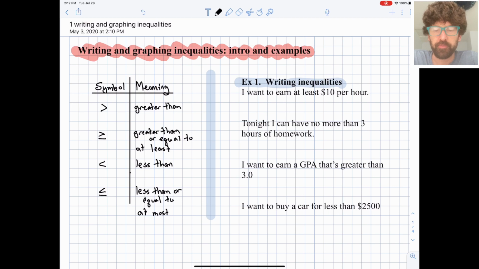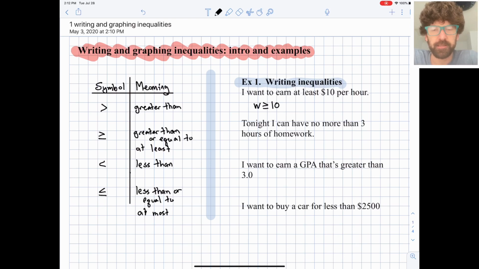So let's practice just converting some real-world statements into mathematics, into using inequalities. Okay, so this first one over here in our example, I want to earn at least $10 per hour. I'm not going to formally define variables here, but let's say that's my hourly wages, W. I want it to be greater than or equal to 10.